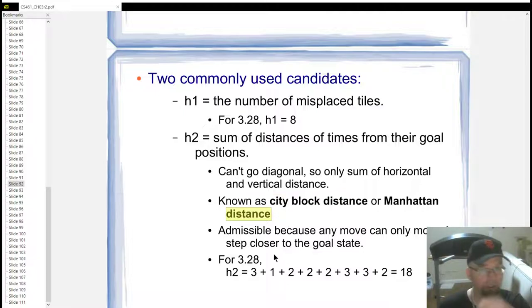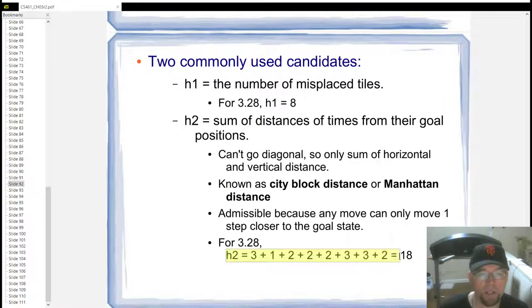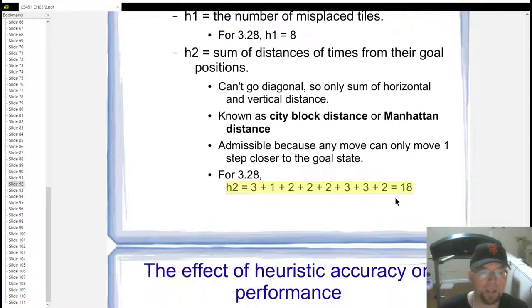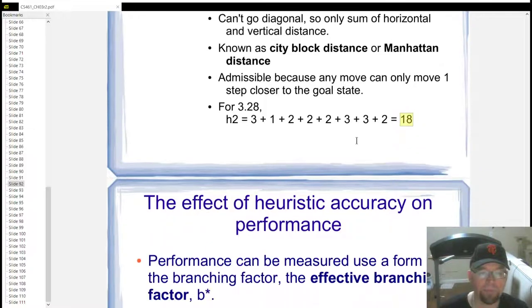because, you know, if you're in a city or something, you ask somebody directions, they'll say, oh, well, go down 2 blocks, turn right, and go another 3 blocks. It's that kind of idea. So if we were to do the math according to that measurement for figure 3.28, right, the total of all of those tiles, their distance away from their correct positions comes out to 18.